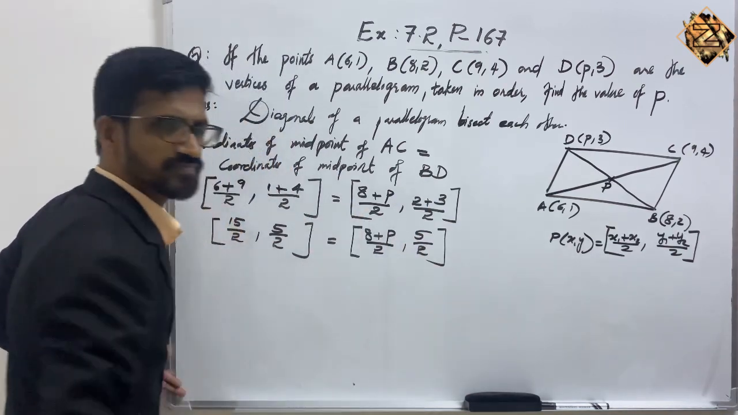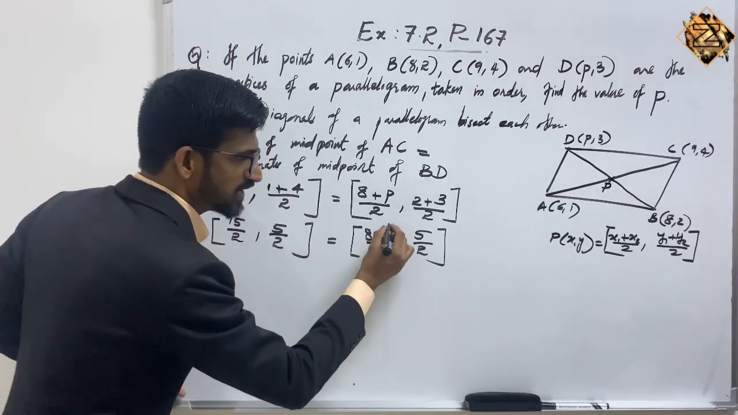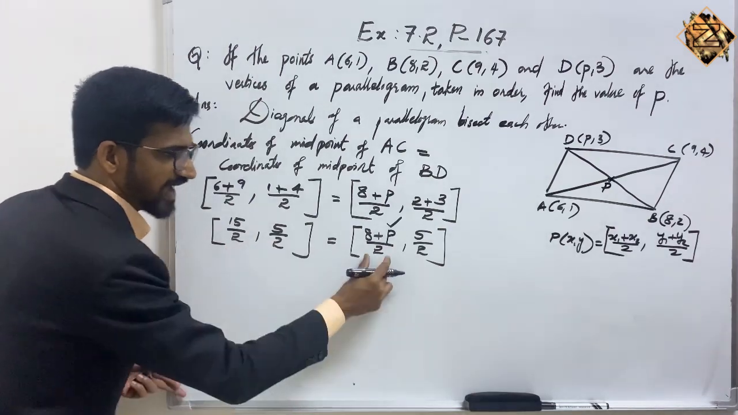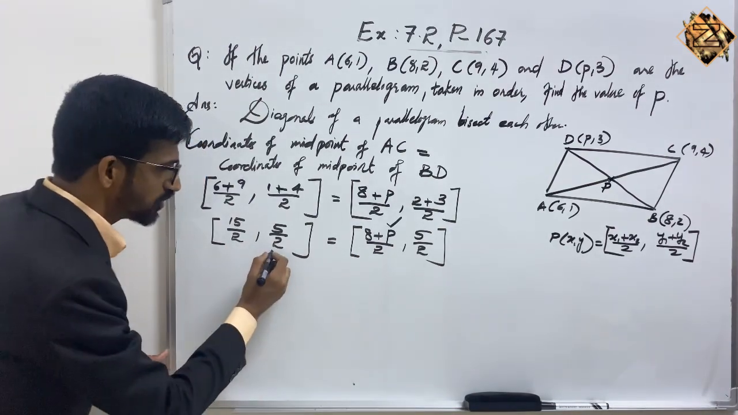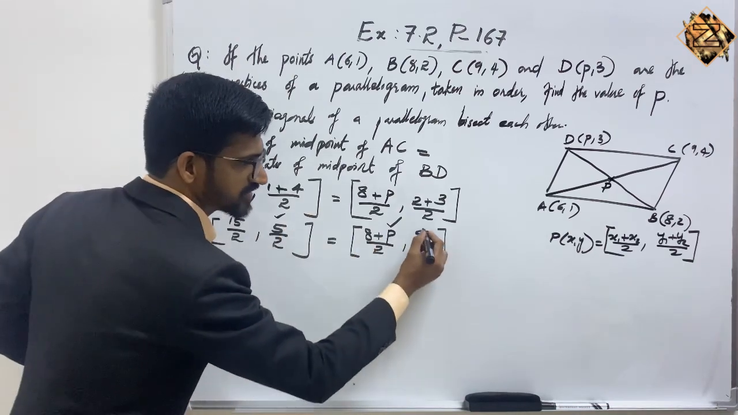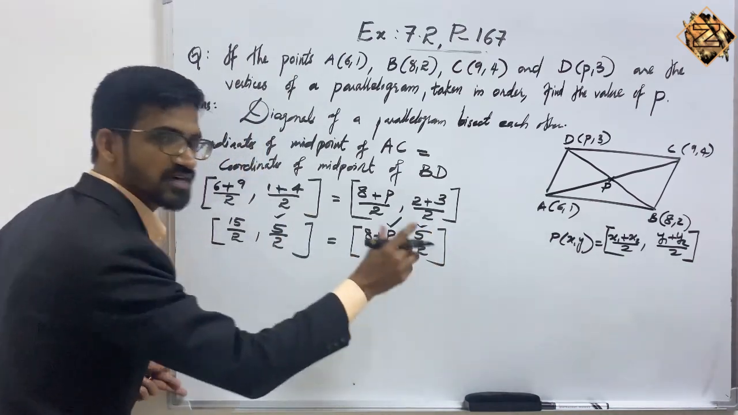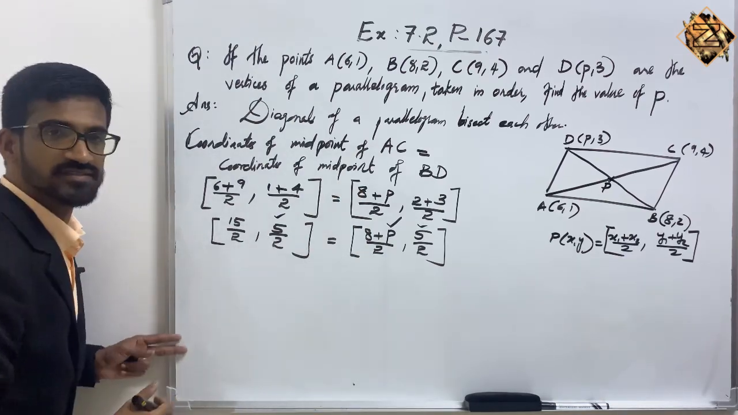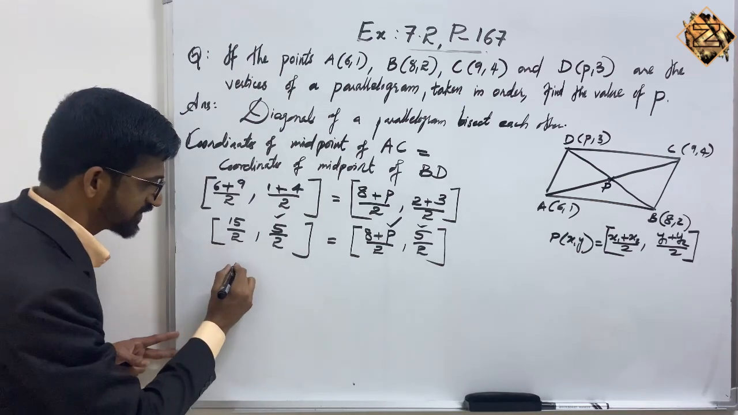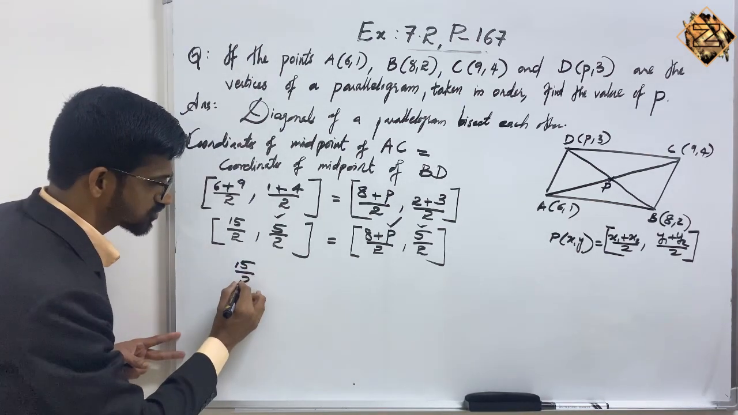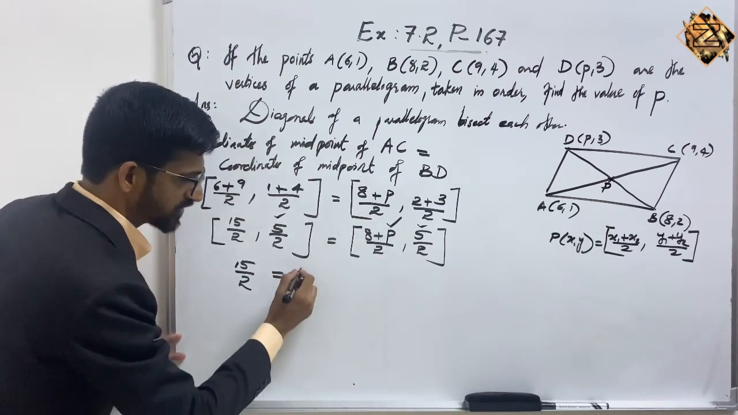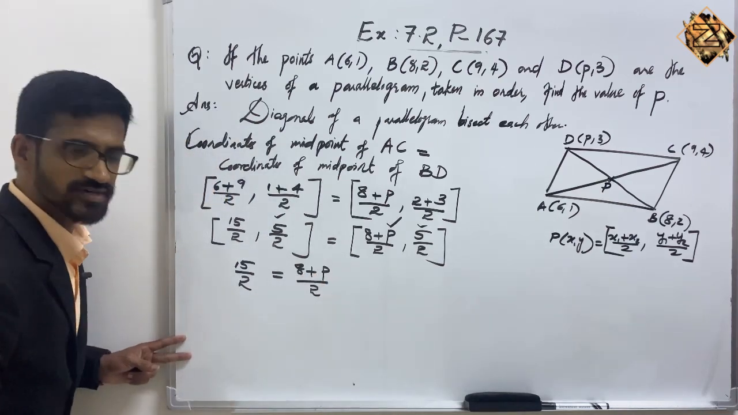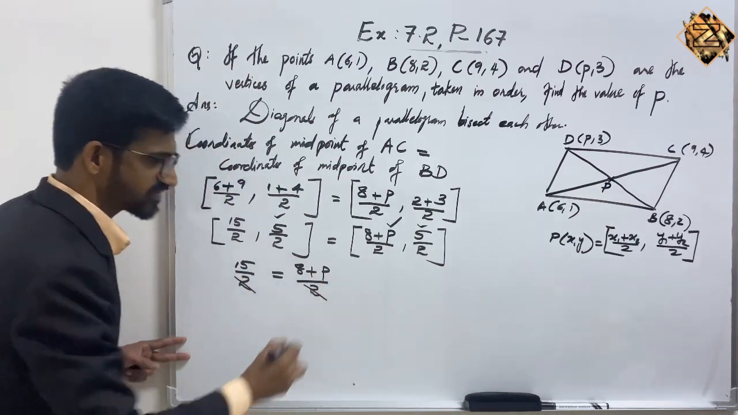Okay students, now the question here is to find the value of p. We need to find the value of this p. So for that we will equate both the x coordinates. The y coordinates we have already found, that is 5 by 2. Both the y coordinates are already equal. Now we will equate both the x coordinates to find the value of p. So here the x coordinate is 15 by 2, that is equal to 8 plus p by 2. Okay students, 2 on both sides we can cancel.